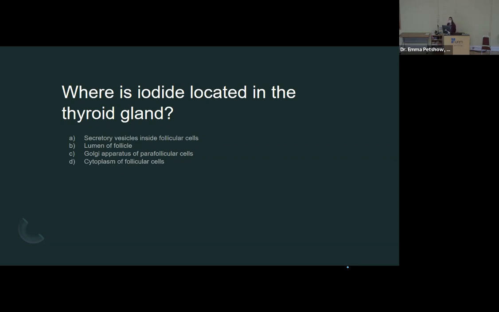So our question is, where is iodide located in the thyroid gland? Is it in the secretory vesicles inside follicular cells, the lumen of the follicle, the Golgi apparatus of parafollicular cells, or the cytoplasm of follicular cells? I'll give you a second to think and hold up your answer, your 1, 2, 3, 4, or A, B, C, or D.